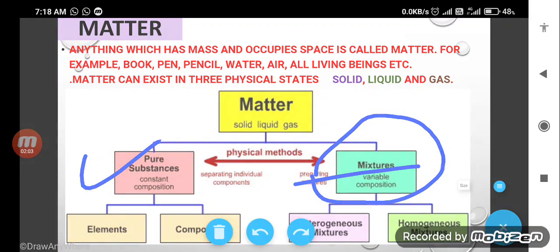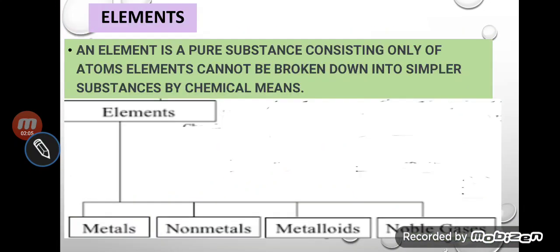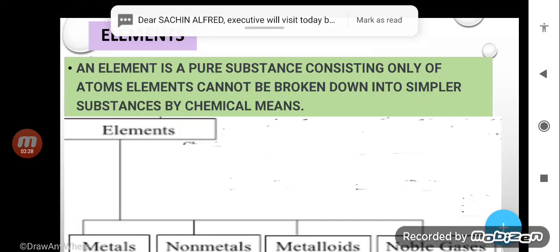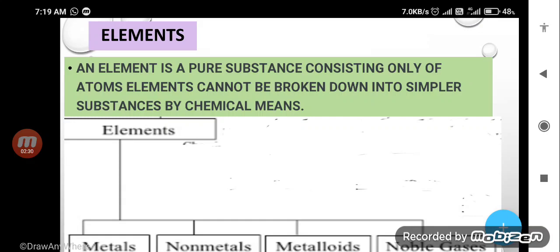Well, just see what are elements. An element is a pure substance consisting of only one kind of atom. An element cannot be broken down into simpler substances by chemical means. Yes, my dear students, an element is a pure substance that is made up of only one kind of atom.